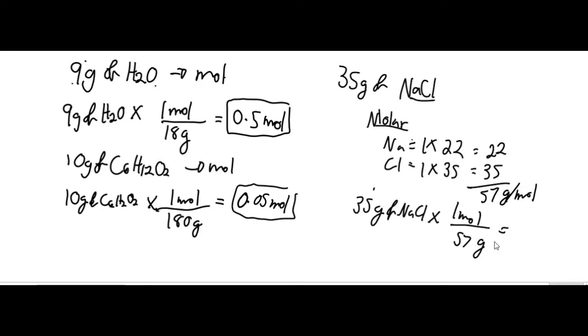So now let's divide it. 35 divided by 57, and that would give you 0.6 moles. This is how you convert grams to moles.